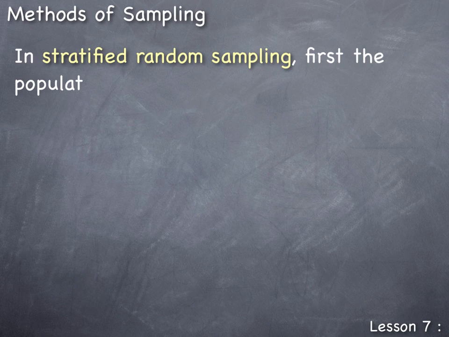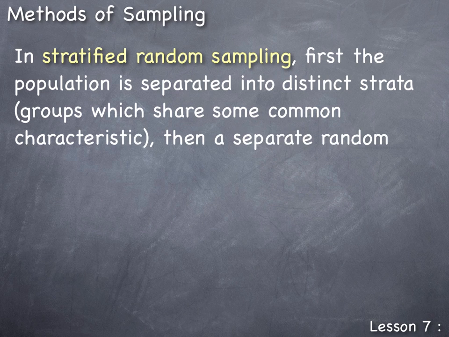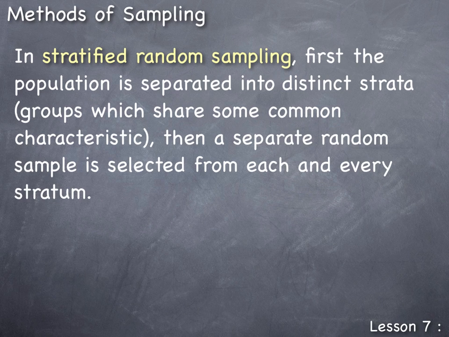In stratified random sampling, first the population is separated into distinct strata, or groups which share some common characteristic. Then a separate random sample is selected from each and every stratum.